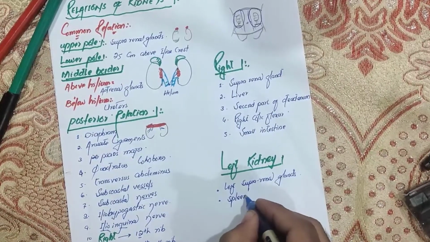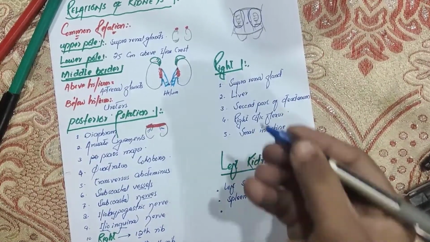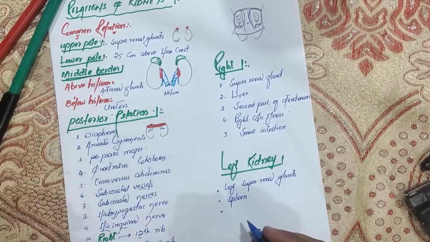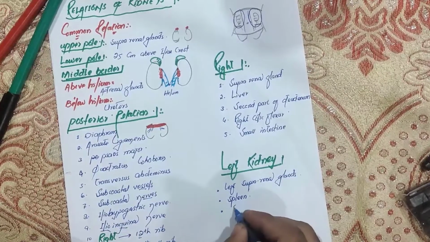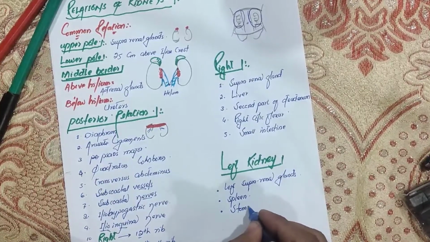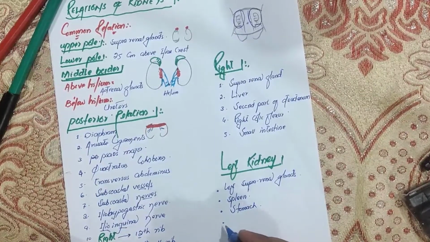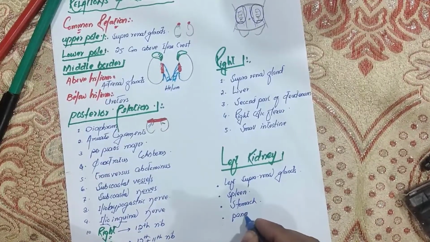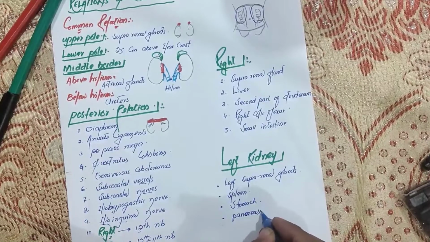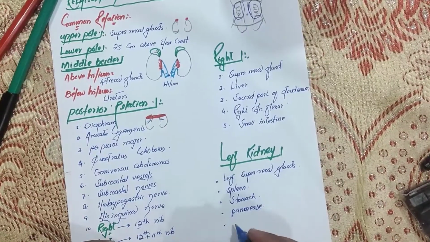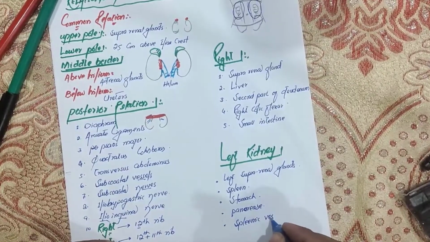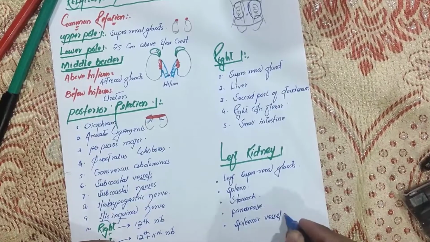So the spleen is present on the anterior surface of the left kidney, right? Then there is the stomach. The stomach is a little bit towards the left side of your abdominal cavity. Then there is the pancreas, right? And then another structure, the splenic vessels, the vessels which supply blood to the spleen, are there.